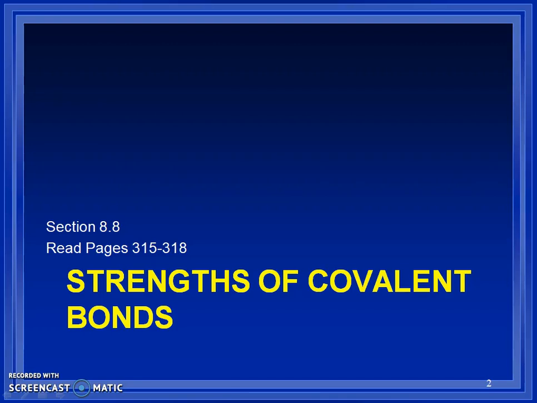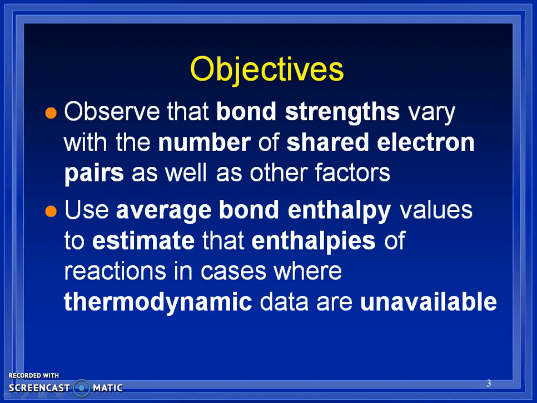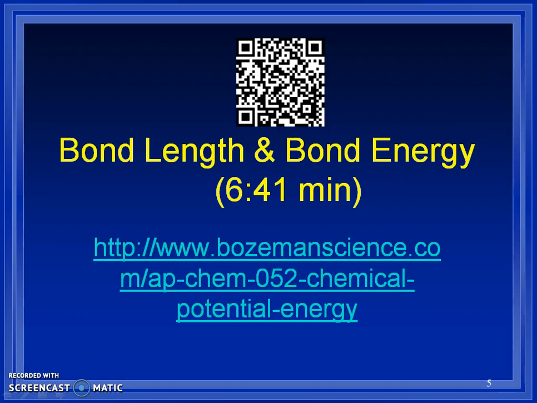This is Mrs. O'Neill for AP Chemistry, Chapter 8, Section 8, Strengths of Covalent Bonds. Your objective is to observe bond strengths and how they vary with the number of shared electrons. And we're going to use the average bond enthalpy to estimate enthalpies of reactions where thermodynamic data would not be available. So you should have watched that intro video on bond length and bond energy.